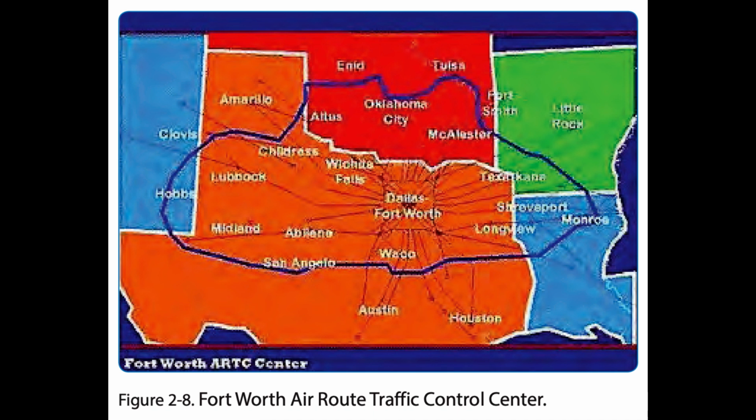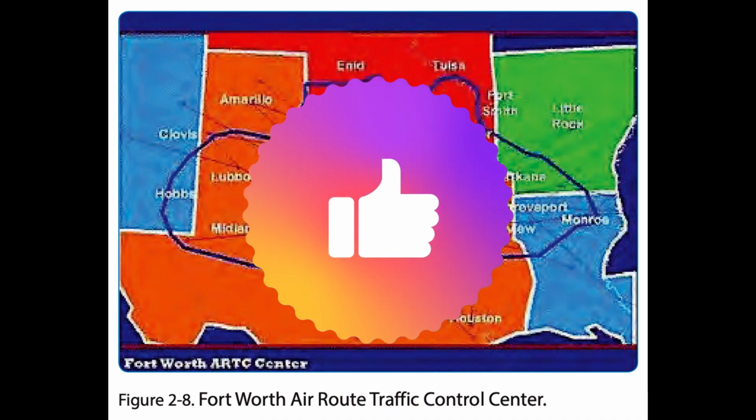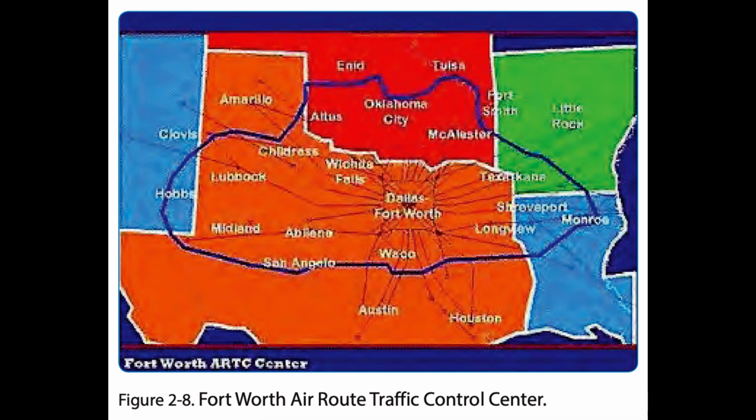As aircraft transition from one sector to another, they are instructed to change to the radio frequency used by the next sector. Each sector also has secure landline communications with adjacent sectors, approach controls, areas, ARTCCs, flight service centers, and military aviation control facilities. The ARTCC at Fort Worth, Texas is subdivided into sectors that are categorized as follows.